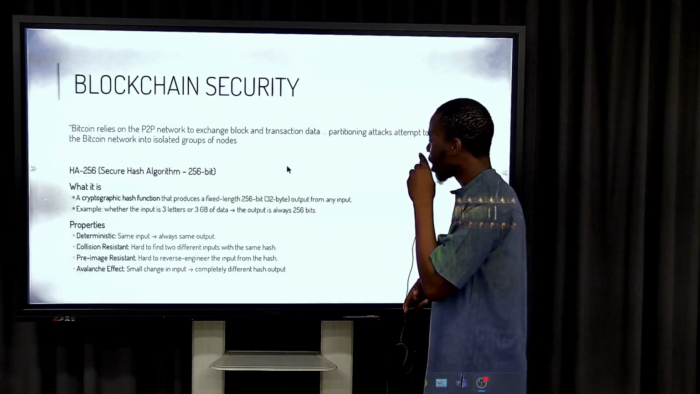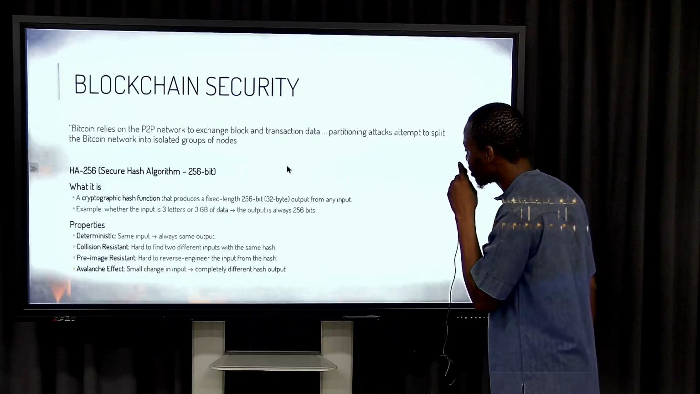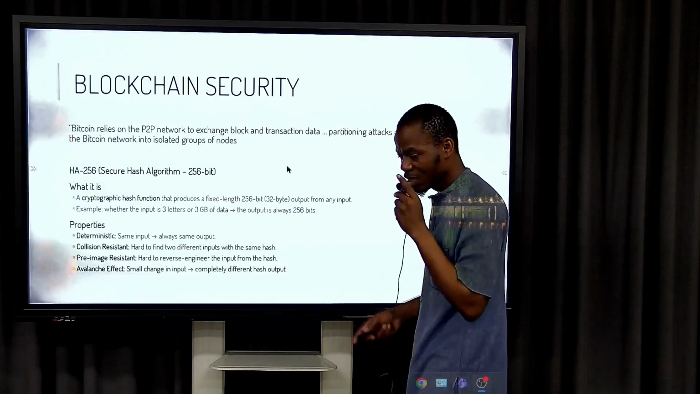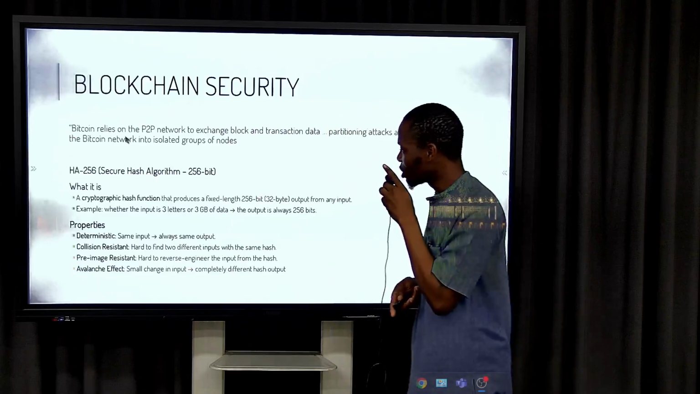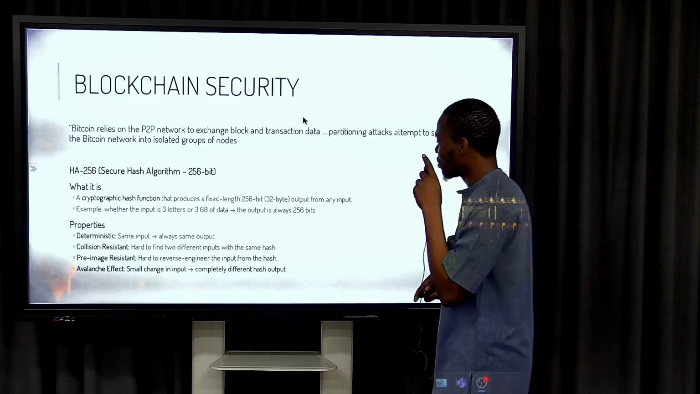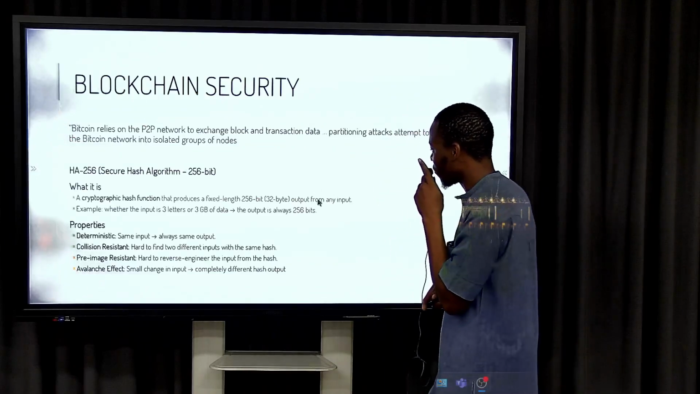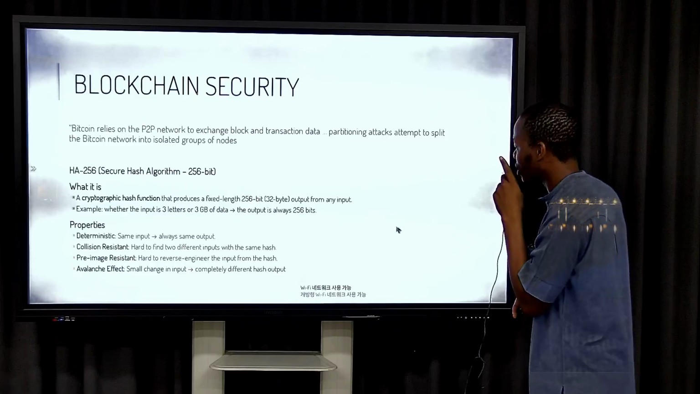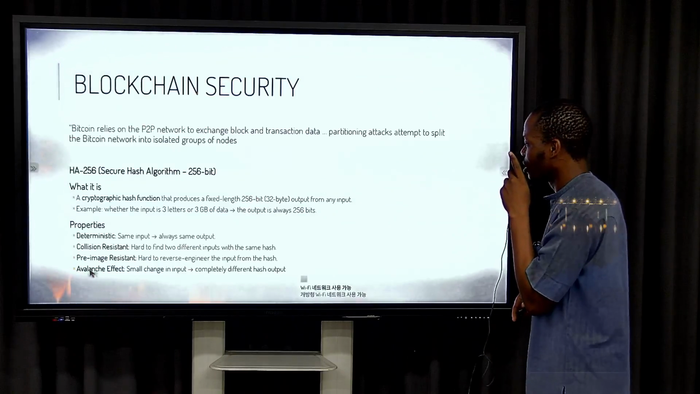Collision resistant: it's hard to find two different inputs with the same hash. That is, if I use an input A and an input B, it's quite hard to find two different inputs with the same hash. That means it cannot be attacked.